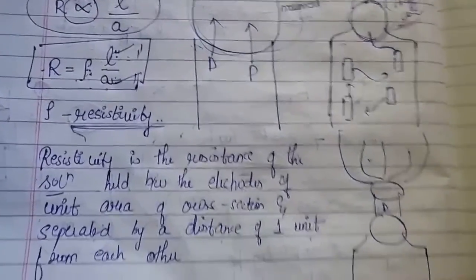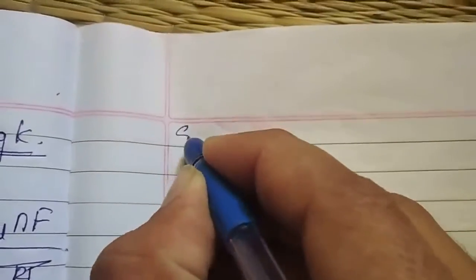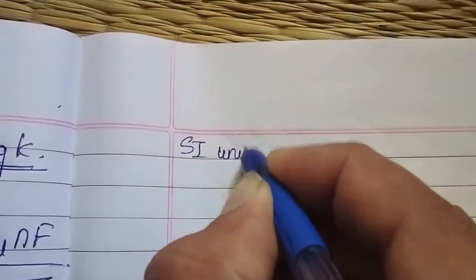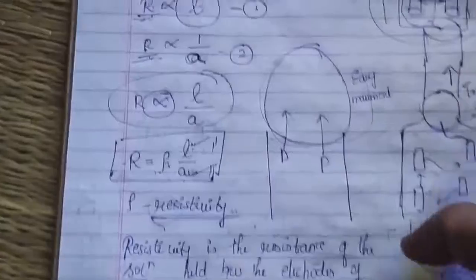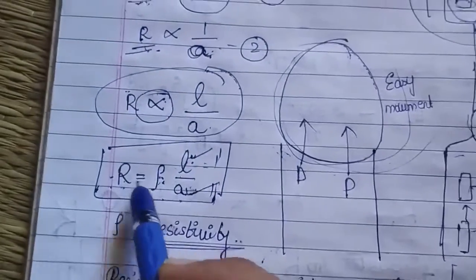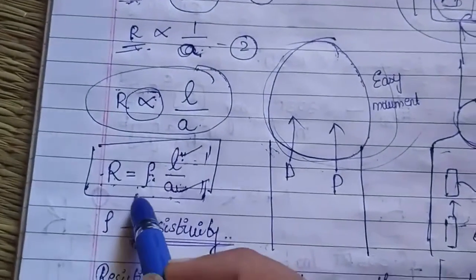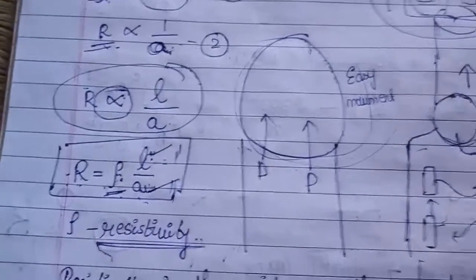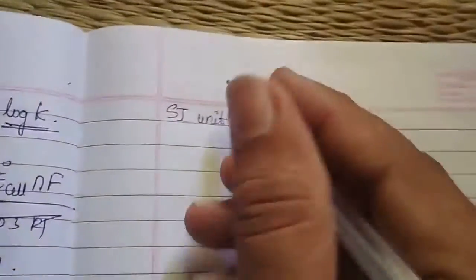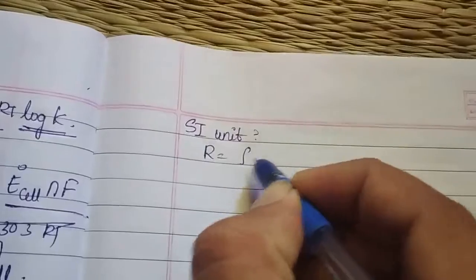Yes or no? Okay. Now let us see about its unit. What will be the SI unit? Can anybody predict the SI unit of resistivity? What formula do we have? R is equal to rho into L by A. Let us first write it down. R is equal to rho into L by A. Nothing you have to learn by heart, okay?